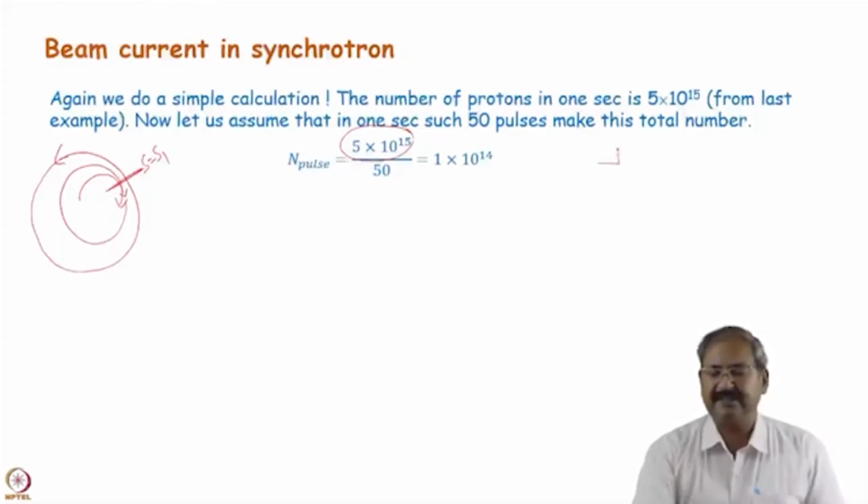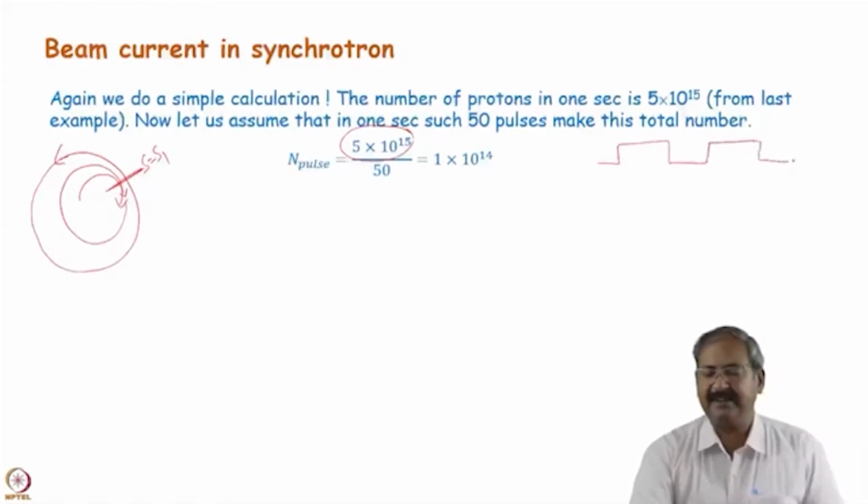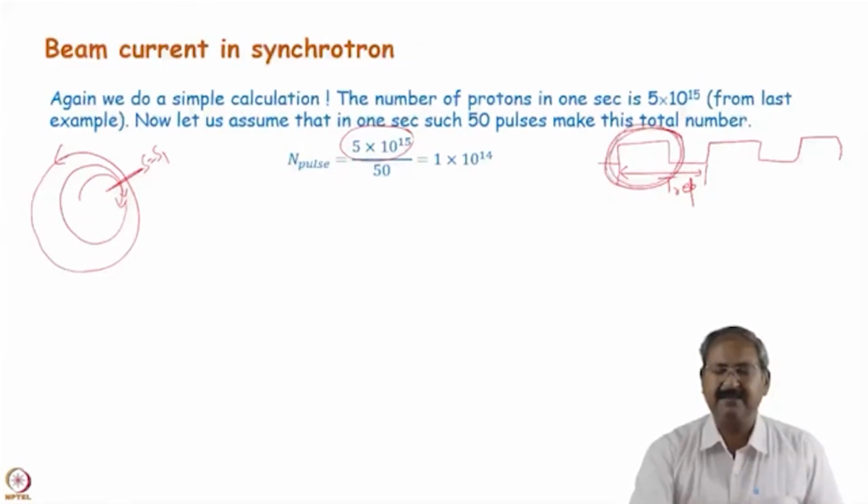Earlier I told you that there are some pulses and that they repeat after some time. This is the T-rep. After T-rep, again a pulse comes. This pulse can be injected into the synchrotron, compressed by the multi-turn injection mechanism, and then ejected and sent to the target. So at a particular instant, only one pulse will be inside the ring, and only protons of one pulse contribute to the current.